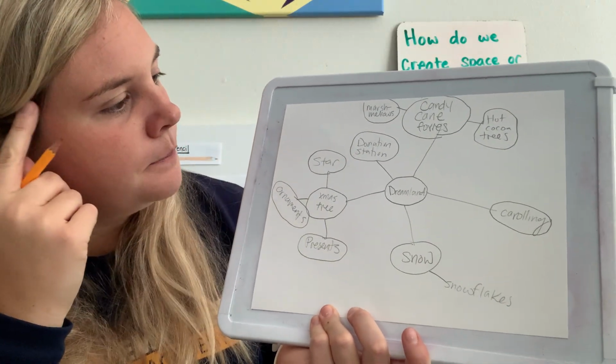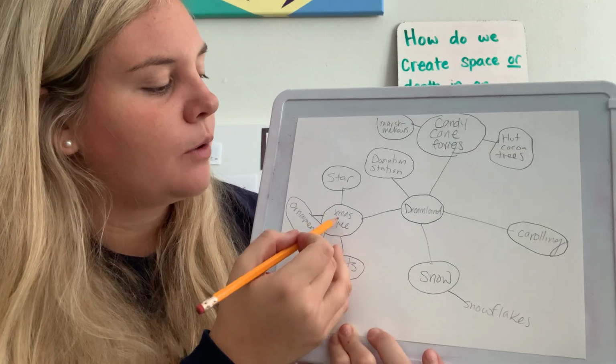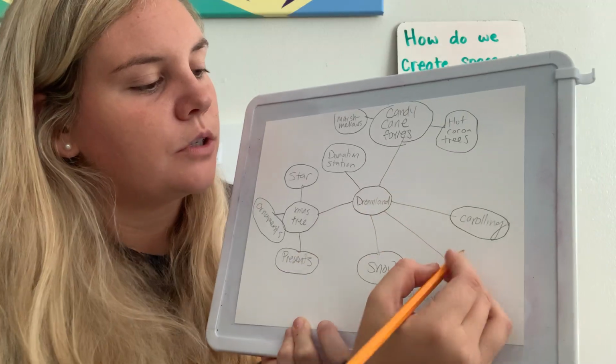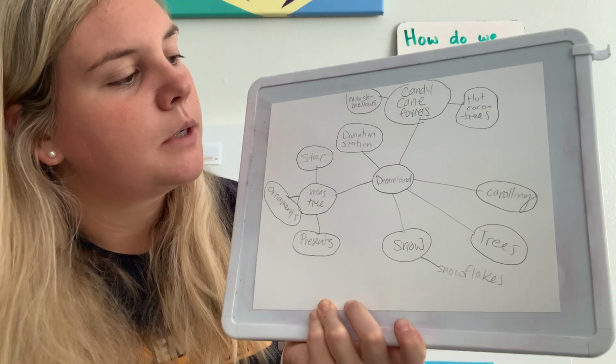What else do I want? I'm going to try and think of more ideas. I want lots of trees. So I want Christmas trees, but I also want lots of other trees. So I'm going to write trees. What else?